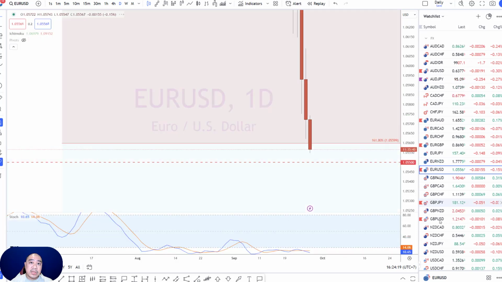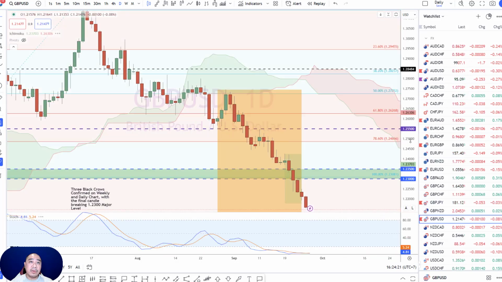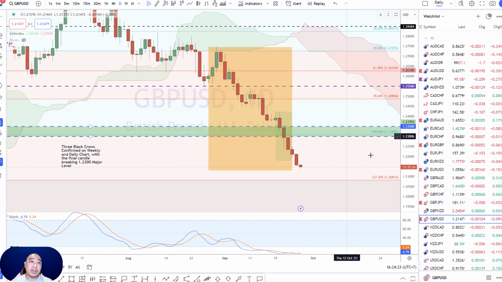Will the pound USD follow suit though? Because the pound USD is extremely weak. And in terms of pound USD, I don't think this is something that we anticipate to happen very soon. I think for pound USD, it is so close to that 127.2% or that 1.21 level. I think the market is just going to take the pound USD lower towards that 1.21 level. So we don't anticipate any correction to happen on the pound USD.